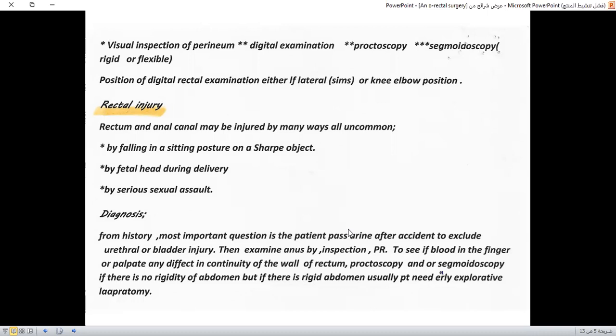Then examine anus by inspection, PR to see if blood in the finger or palpate any defect in continuity of the wall of the rectum. Proctoscopy and or sigmoidoscopy. If there is no rigidity of abdomen, but if there is rigid abdomen, usually patient need early exploratory laparotomy.